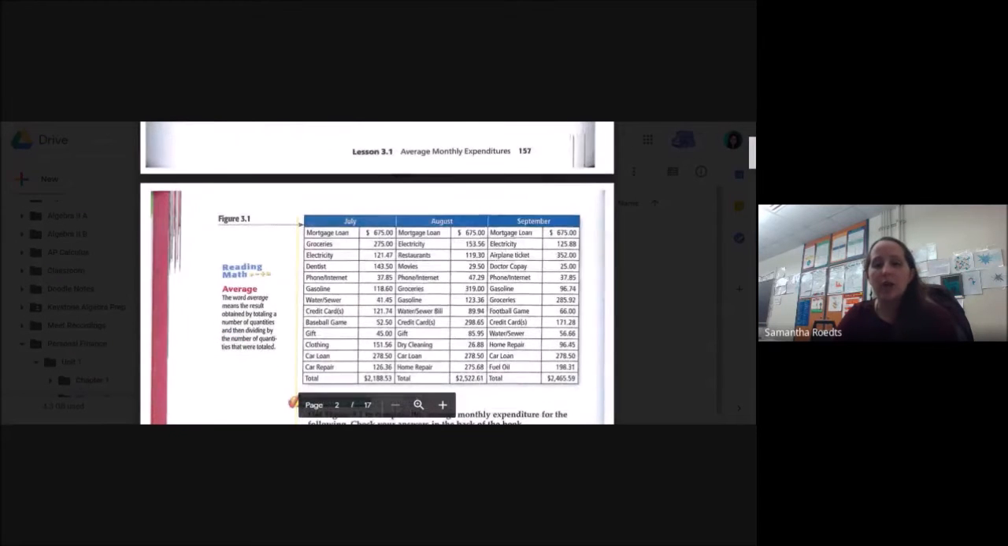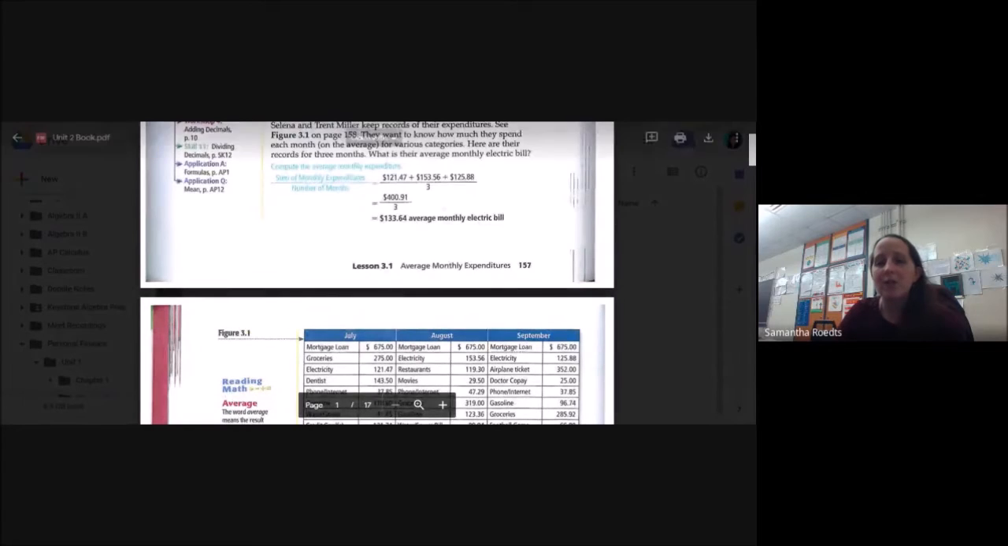So we want to actually look at the electricity bill. The electricity bill is right here for July, $121.47. Electricity, $153.56 and $125.88. So we add those together and then divide by 3 months. $491 divided by 3 gives me an average monthly electric bill of $133.64. So when you're creating that budget, that's the amount that you would budget for. I would probably go around $134, just rounding up. That's about how much you would want to spend on your electric bill every month.